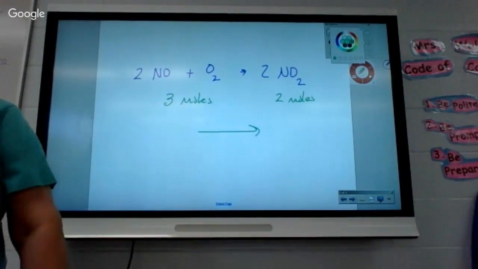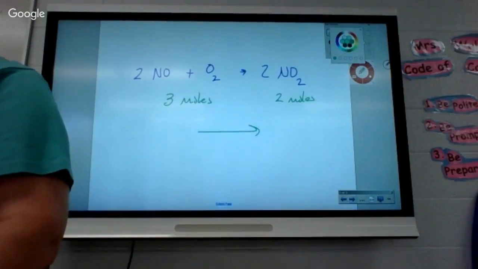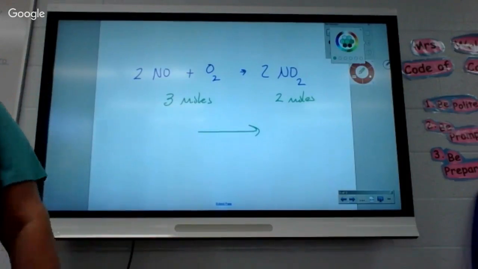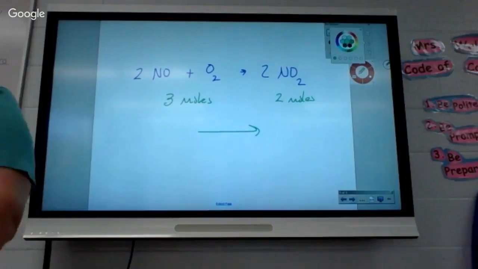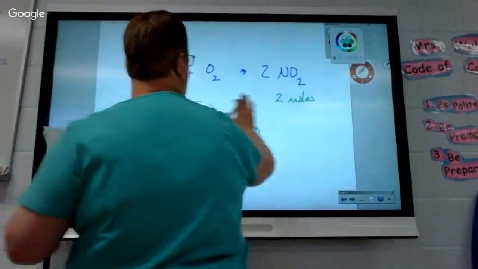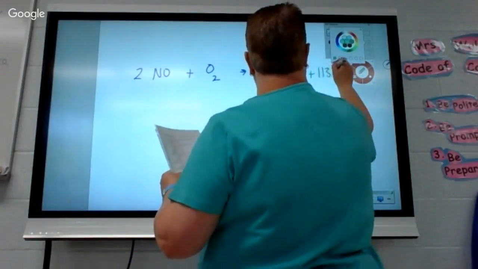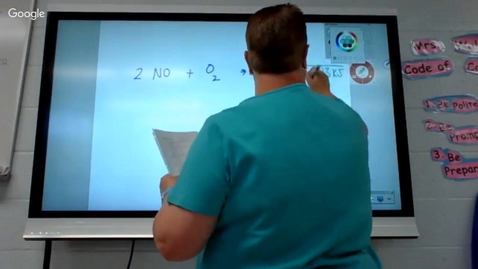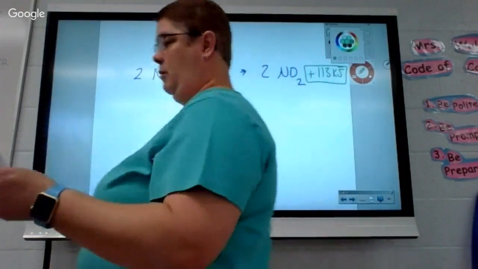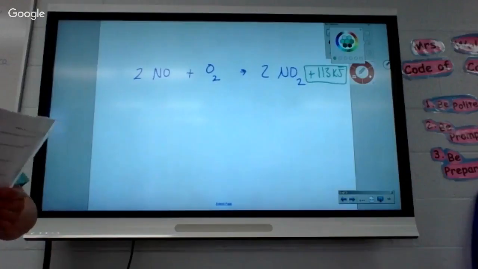All right, for B, it says I'm decreasing the pressure, so I have to go to what? More moles, so left, or reverse. All right, number 5, same equation, except that I need to add a number. Plus 113 kilojoules down here. This is my heat.